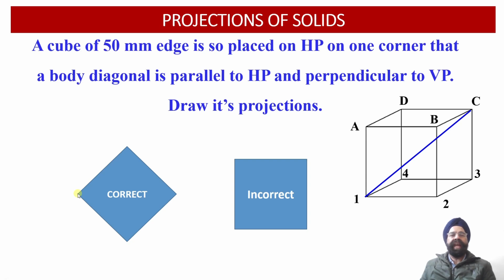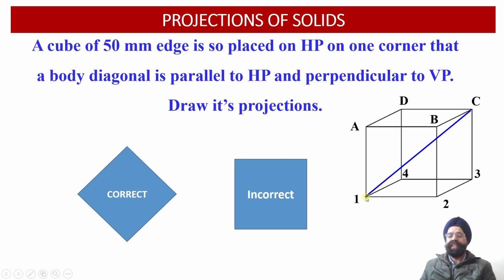Now how much is the angle of inclination of this cube with respect to the horizontal plane? This angle of inclination is not provided to us. So what is the information available with us in this case? That the body diagonal happens to be parallel to the horizontal plane. So here we need to understand what we mean by the body diagonal. Body diagonal means a diagonal which is going to join opposite corners of the base and the top face of the solid.